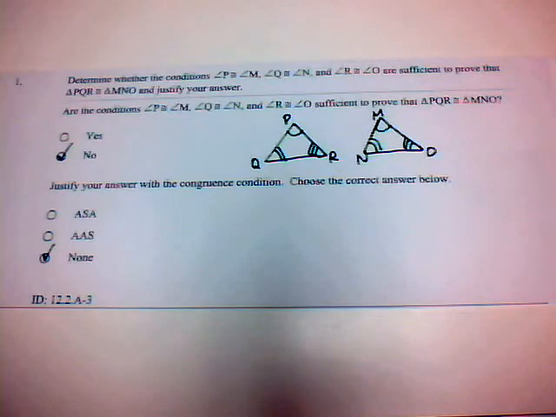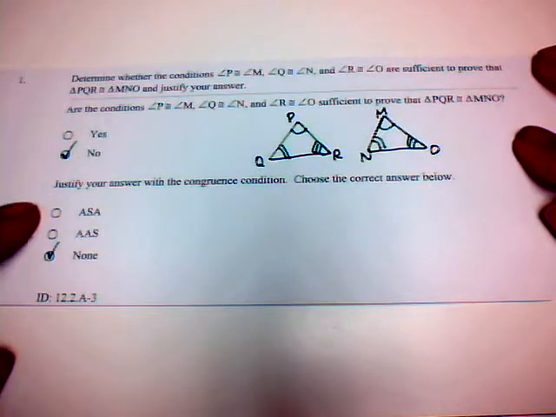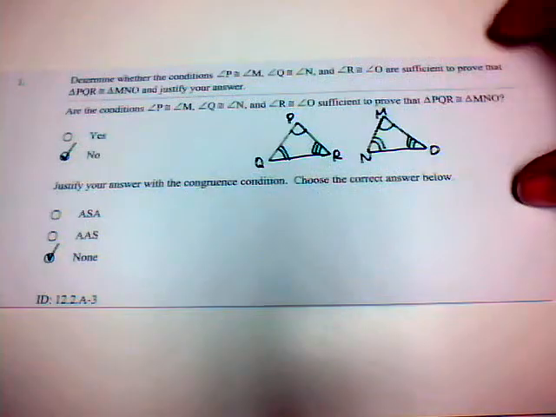Okay, because all we know is that all the angles of one triangle are congruent respectively to all the angles of a second triangle. We don't know anything about the lengths of their sides or the congruence of their sides, so it will be none of these two properties here. Okay, the next problem.